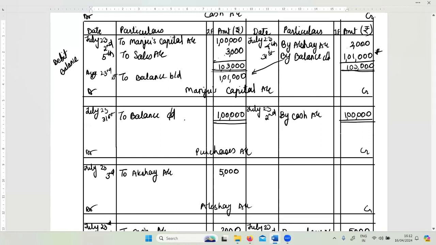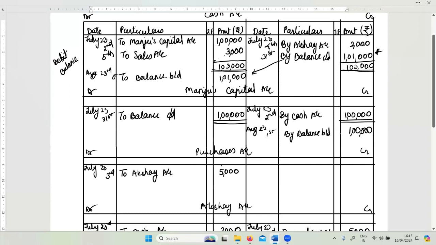The part is not over. So this balance carried down has to be brought down in the next month, 1st of August, by balance brought down. 1 lakh, right?